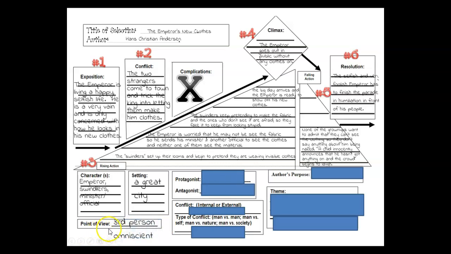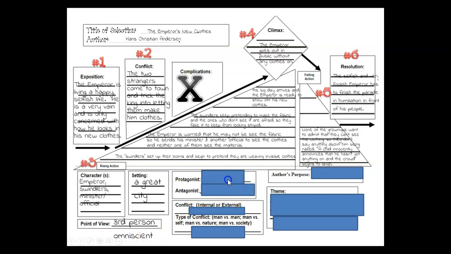All right, and then the point of view. It's third person, it's omniscient because we know the thoughts of the minister, we know the thoughts of the official, we know the thoughts of the emperor. So we know the thoughts of more than one person, so it's third person omniscient.